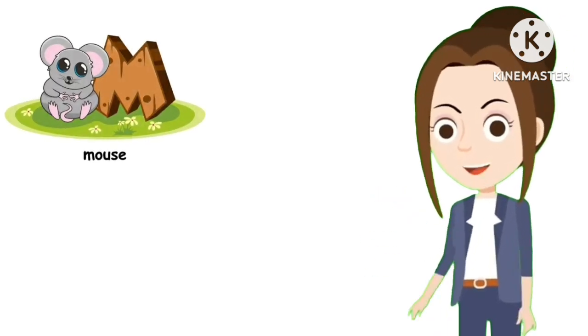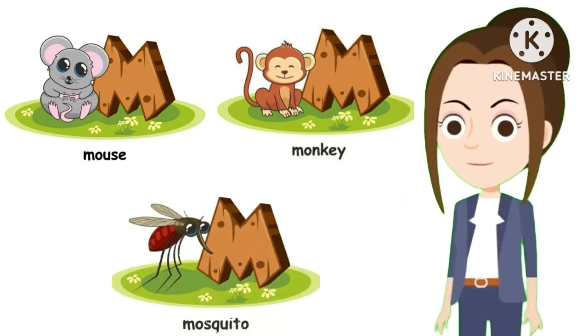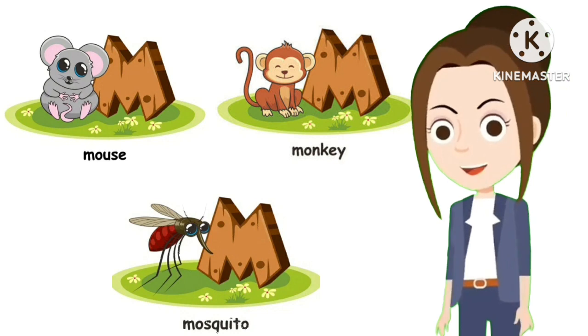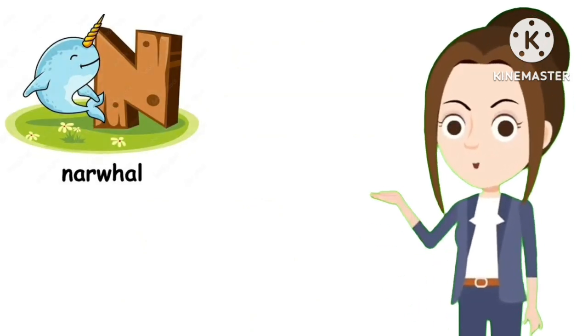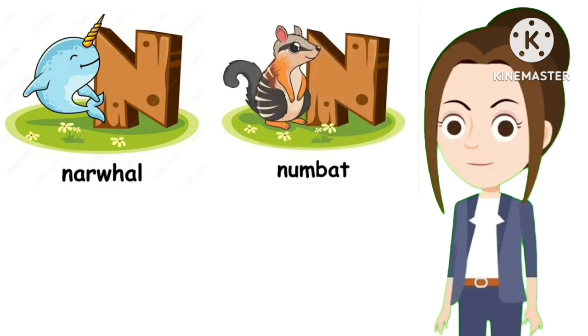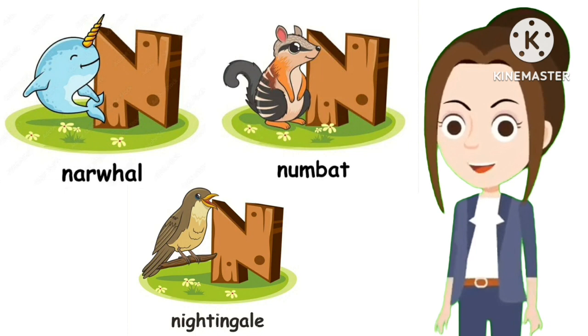M for mouse, M for monkey, M for mosquito. N for narwhal, N for numbat, N for nightingale.